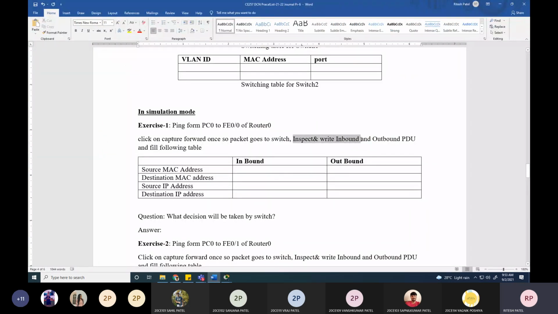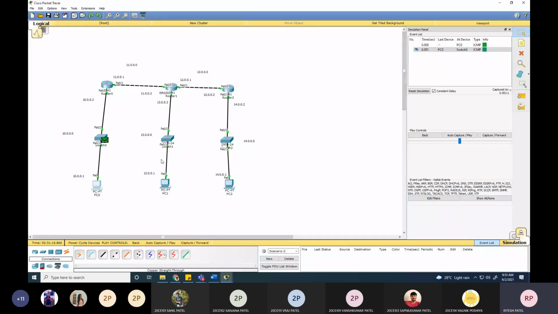Inspect the inbound and outbound PDU and fill in the following table. So inspect the inbound and outbound PDU and write that into the following table. What are the inbound and outbound PDU? Let's see in Packet Tracer. This is a new thing for you. You have to click on this packet.